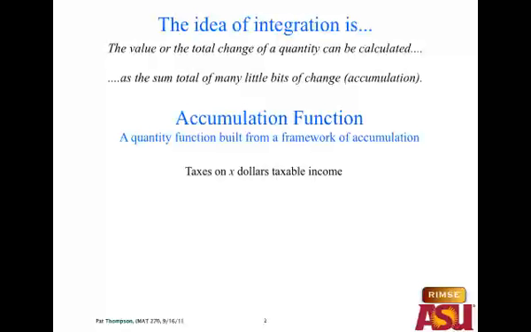So remember taxes on X dollars of taxable income. This is an example. When we've been showing the two graphs, the graph on the right was an accumulation function. It was showing the total amount of the quantity at any current value of X. In the tax example, the input was the dollars of taxable income, and the output of that function gave us the total tax due on that.